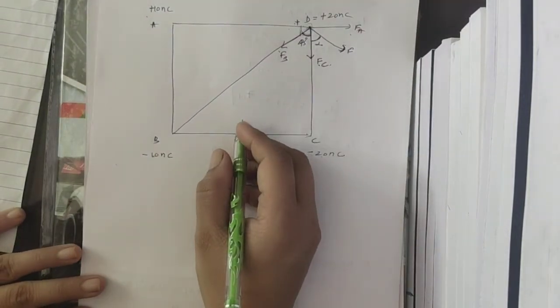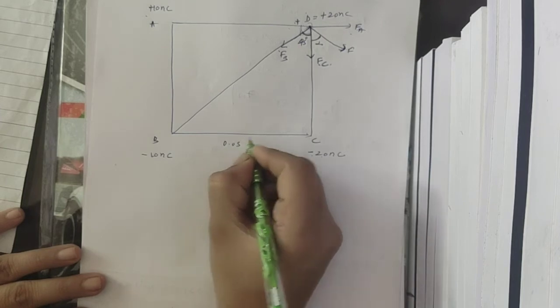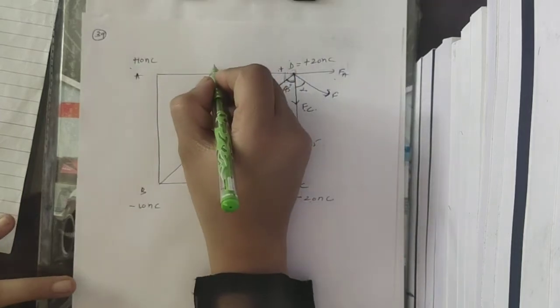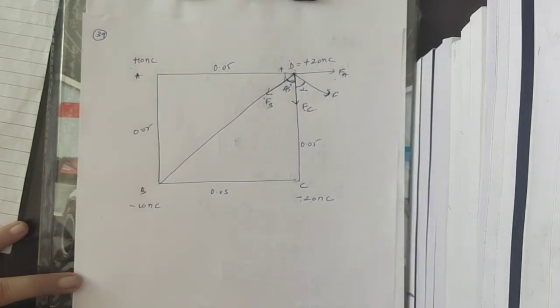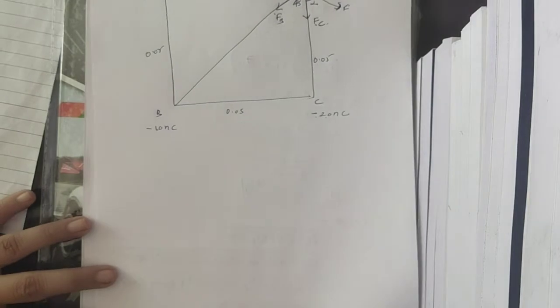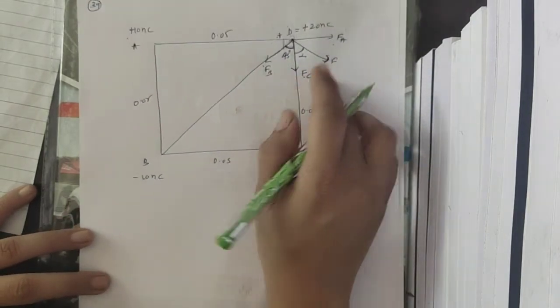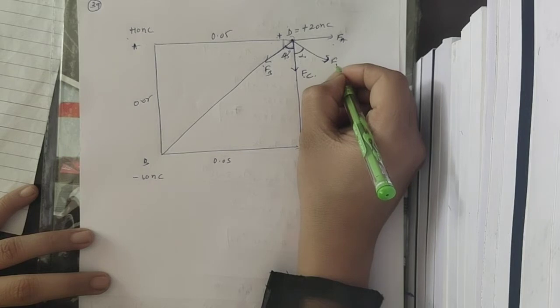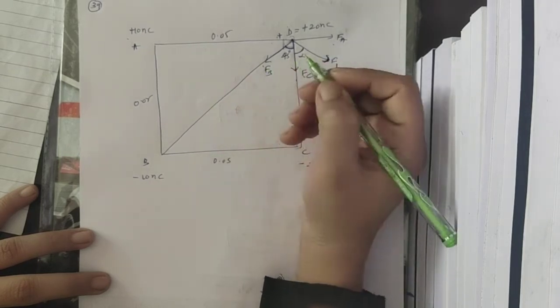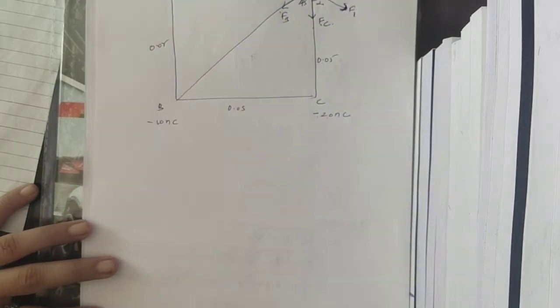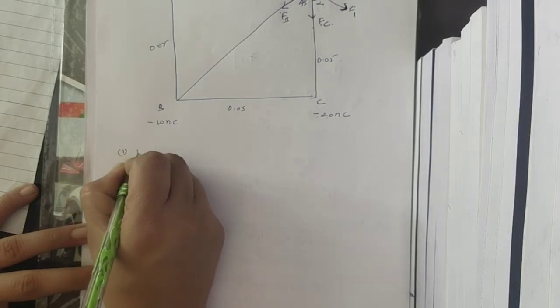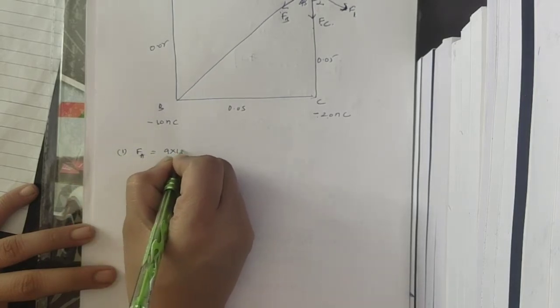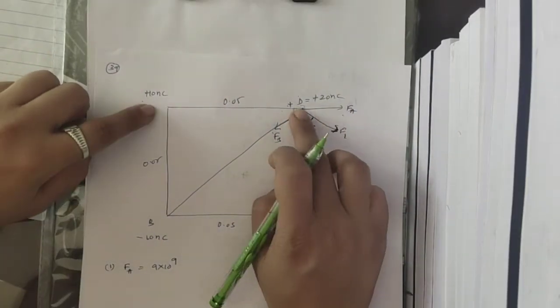Square is there, side is 0.05 meter, so we need the diagonal also. BD square we will find later. We will call FA and FC as F1, and the resultant of F1 and F will be F. First, to find FA: FA is force between A and D.